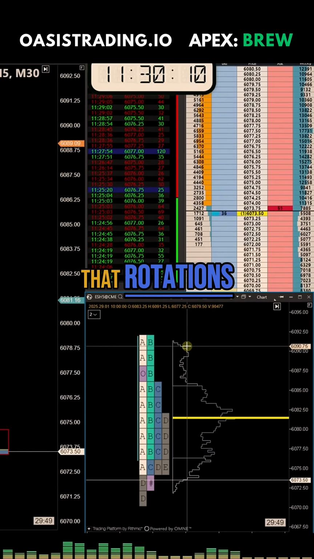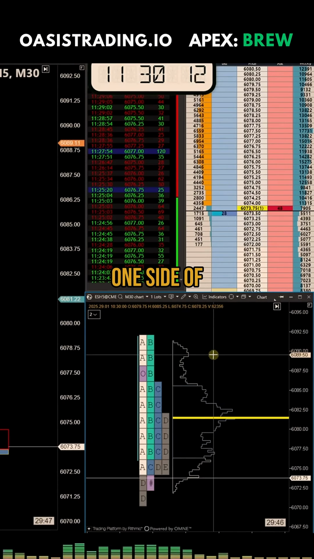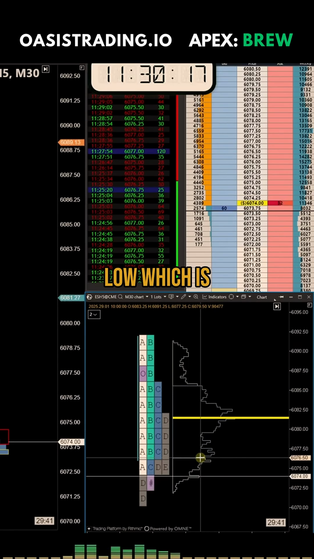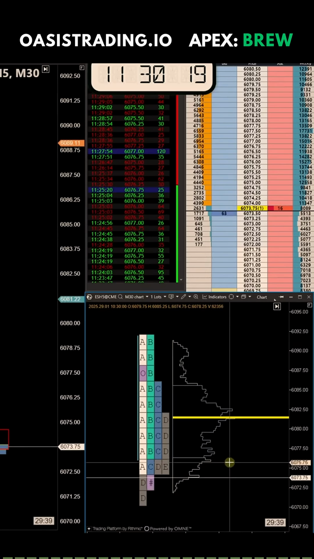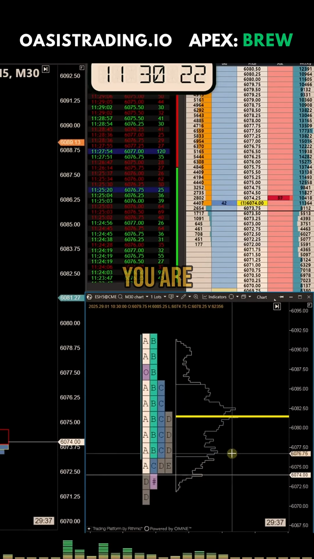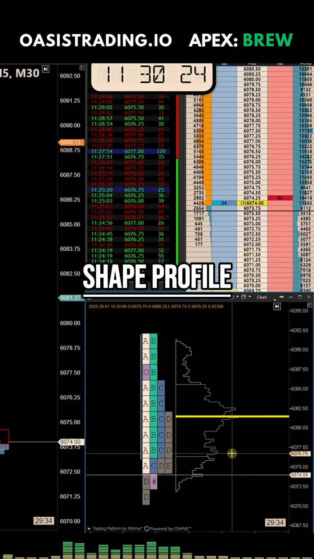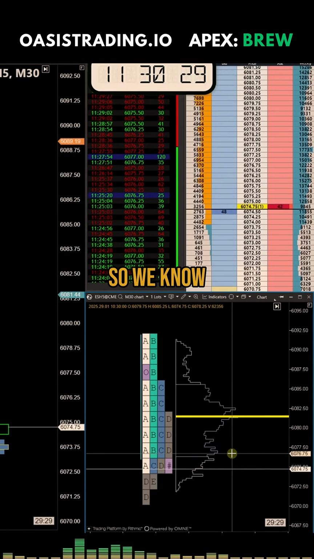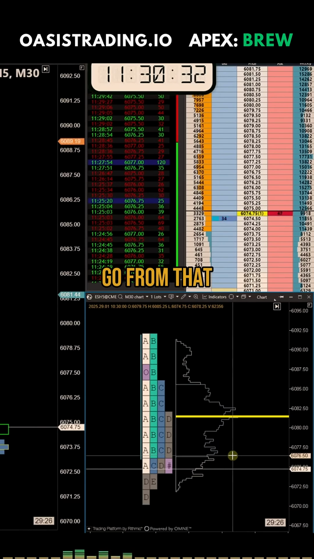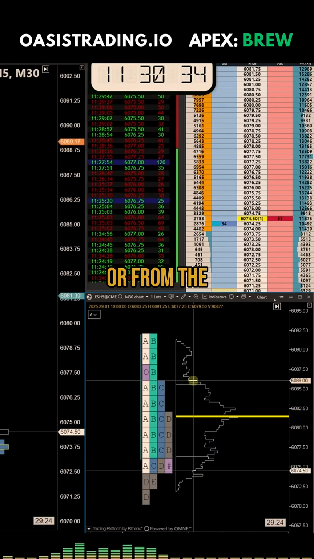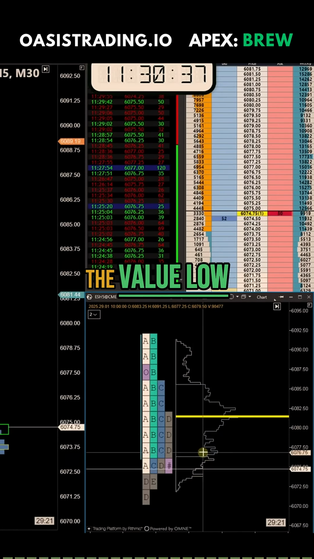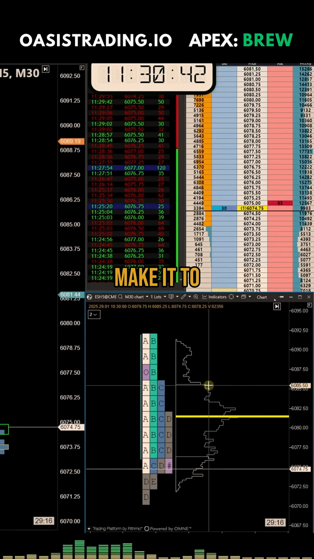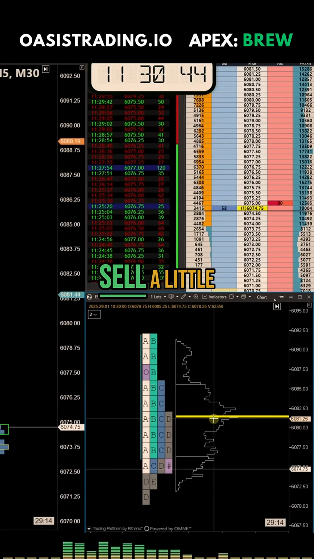And we call that rotations. You're rotating from one side of the value area, which is the value high around 85 today, to the value low, which is around 75. So one thing you want to look for when you are seeing this D-shaped profile and these rotations is, are you failing to rotate? So we know with a rotation, it wants to go from that value low to the value high, or from the value high to the value low. So what happens when it bounces off the value low, but it doesn't make it to that value high? It starts to sell a little bit early.